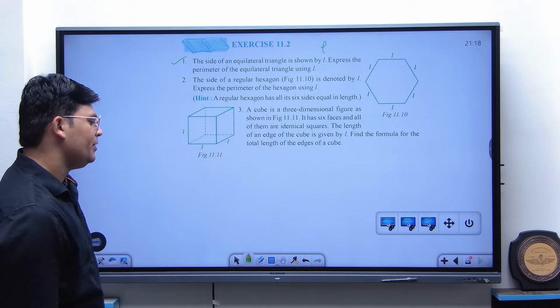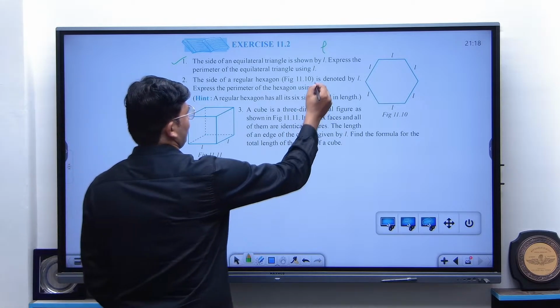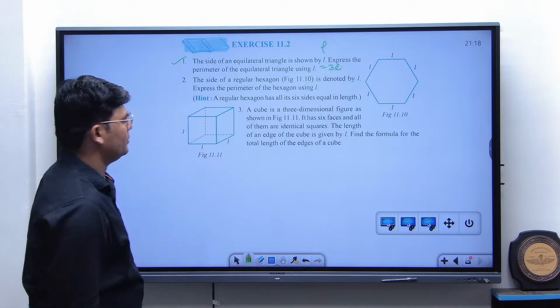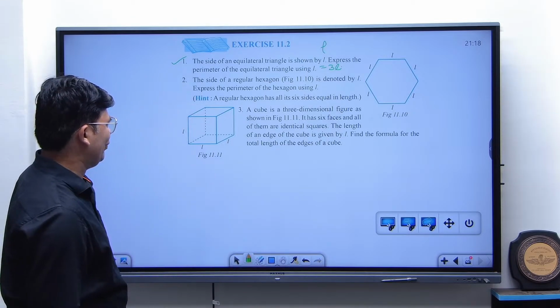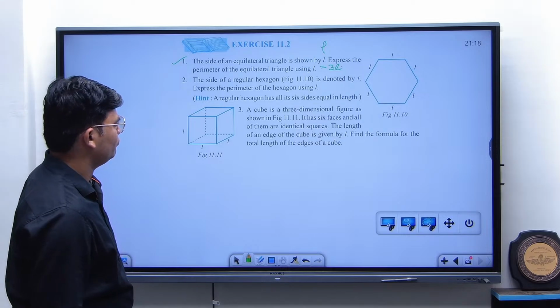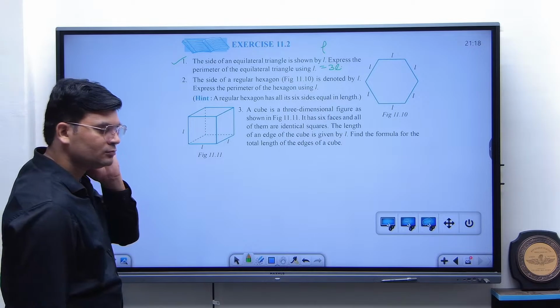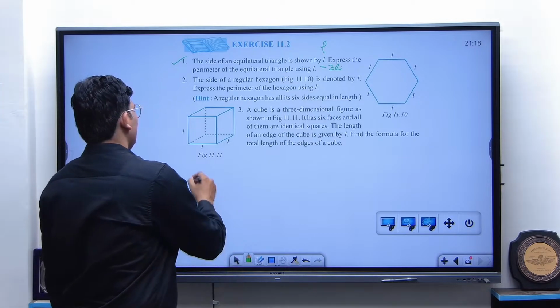So what will be the perimeter of an equilateral triangle? 3L. Very good. Tell me the next one. The side of a regular hexagon is denoted by L. Express the perimeter of the hexagon using L. 6L. Wonderful.